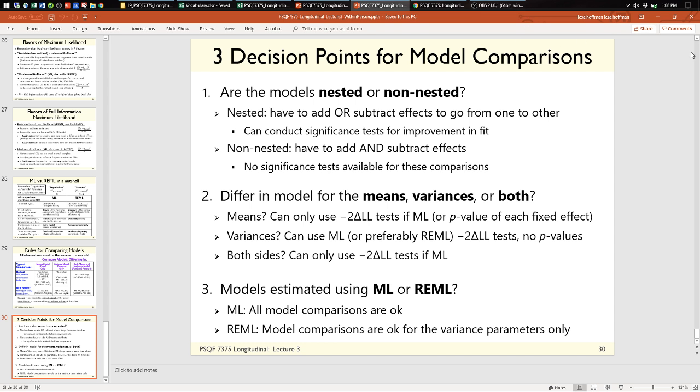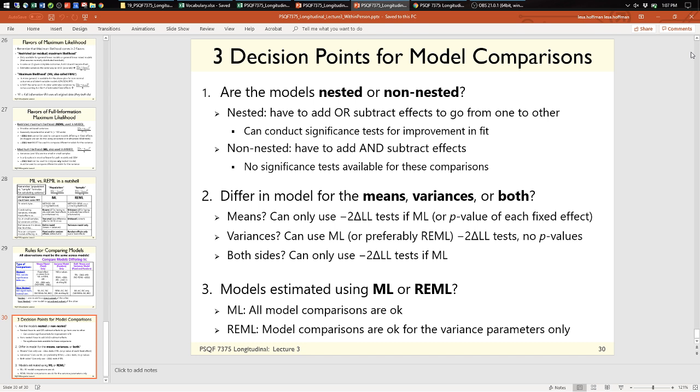So any questions on this topic, ML versus REML versus any of this? We're going to live in REML this semester. We're going to live in REML, and we're going to test fixed effects using Wald tests, and we're going to test variance model things using likelihood ratio tests. That's it. Then you won't screw it up.